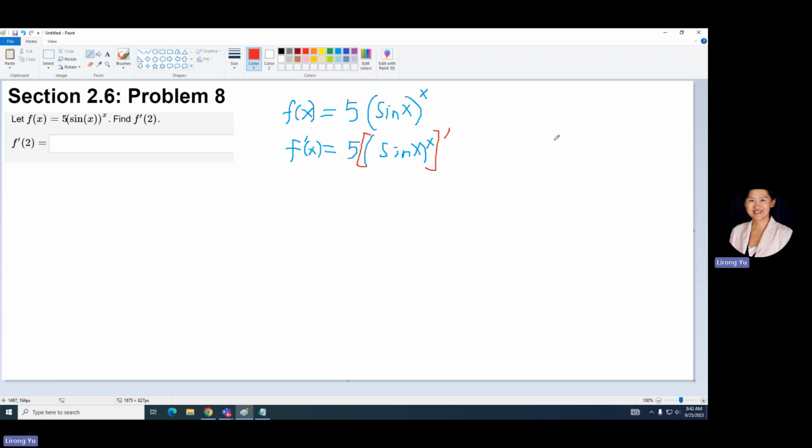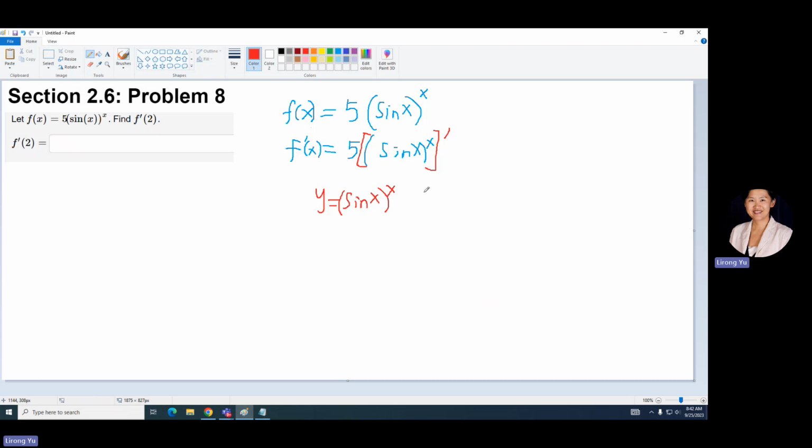Okay. So as long as we can find the derivative of this, we multiply by 5, that will be it. That's why I don't want to carry the 5. So let's try to find the derivative of sine x to the x instead. All right, so we define y equals sine x to the x power. One thing we have to remember is that the actual derivative, the answer for y prime, has to be multiplied by the 5, so we carry the 5.